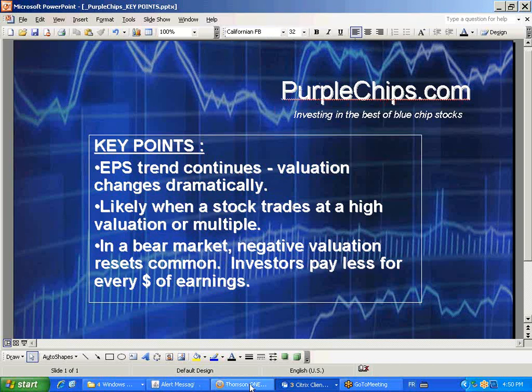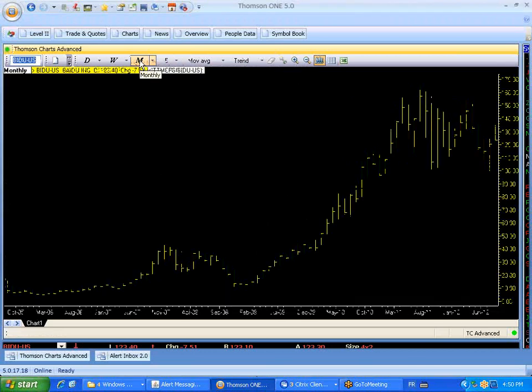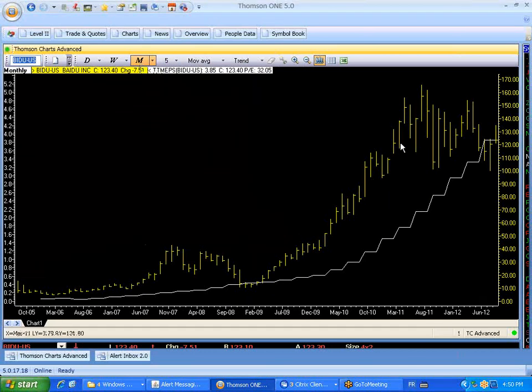Now let's take a look at a couple of stocks. In our example, we're going to use Baidu, symbol BIDU, and Green Mountain Coffee. Now in the case of Baidu, what you're seeing here is the long-term chart, the monthly chart with the earnings per share overlay, the white line being the earnings per share line. And in this case, we see that there was a valuation reset. And I'll just draw in what happened here.